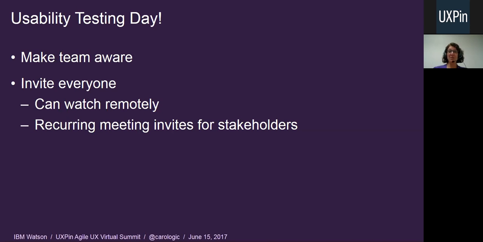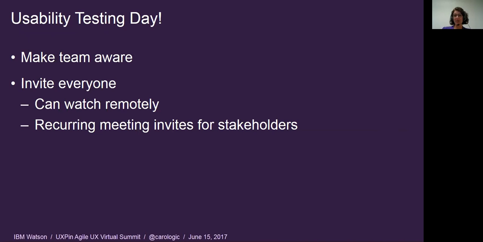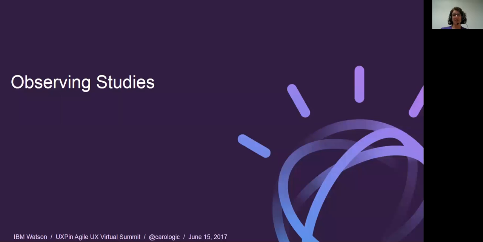When the day comes, make sure the team is aware, a few days before preferably. Invite everyone to attend and observe. They can watch remotely if they need to. And make sure it's a recurring meeting invite for stakeholders. Make sure that they know that they are always invited. We often have our product owners. I had a product owner, and two product owners actually, in the session this morning. We invite our developers. Anyone who is part of the team should be welcome to observe so that they can get an idea of what these users are like. We don't want to be the only ones holding this information. Everyone needs to be aware of the users.